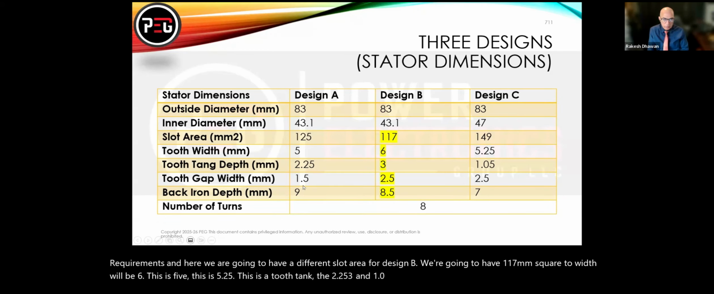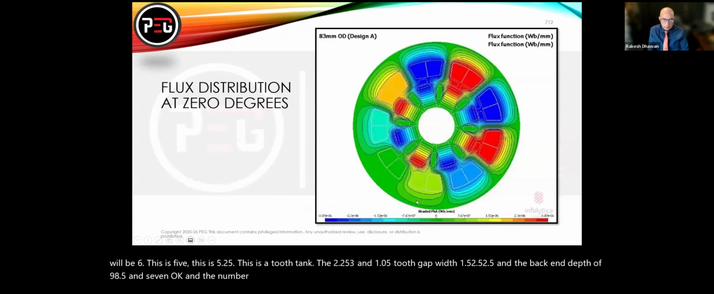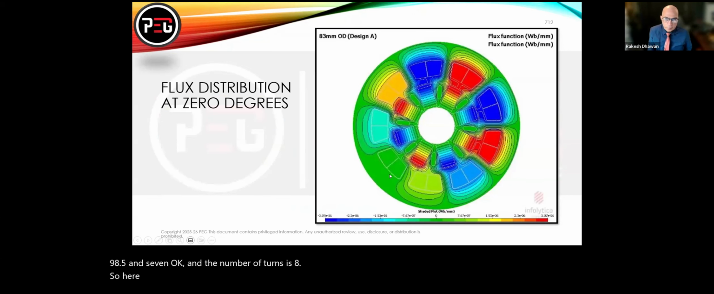Tooth gap width 1.5, 2.5, 2.5. And the back end depth of 9, 8.5, and 7. Okay, and the number of turns is 8. So here is your design A.